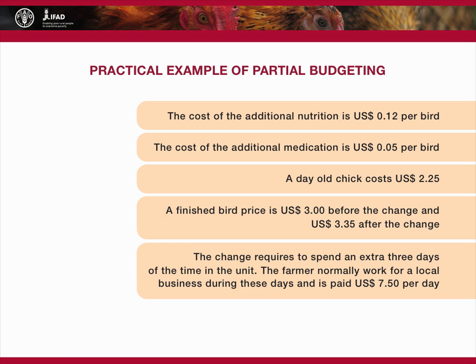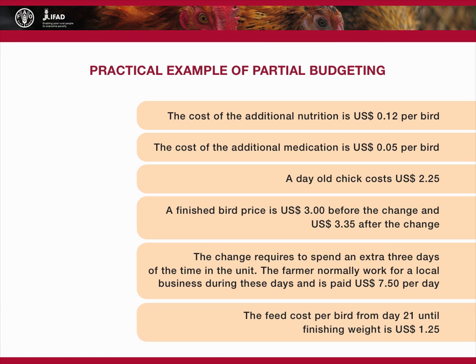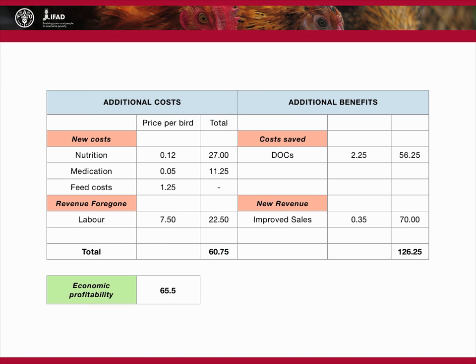The change requires spending an extra 3 days in the unit. The farmer would normally work for a local business during these days, for which he receives $7.50 per day. The feed cost per bird from day 21 until finishing weight is $1.25. This table is a partial budget analysis.